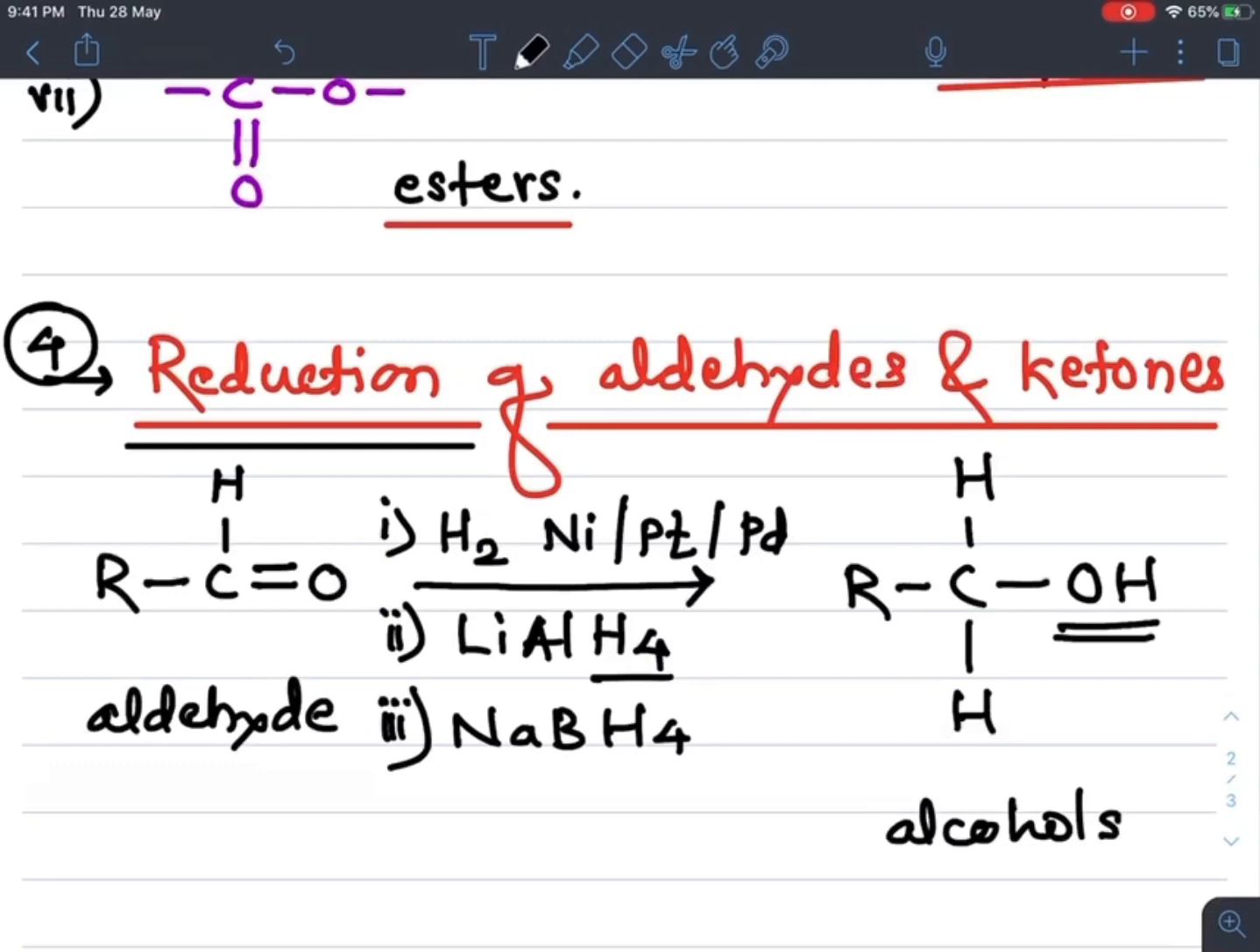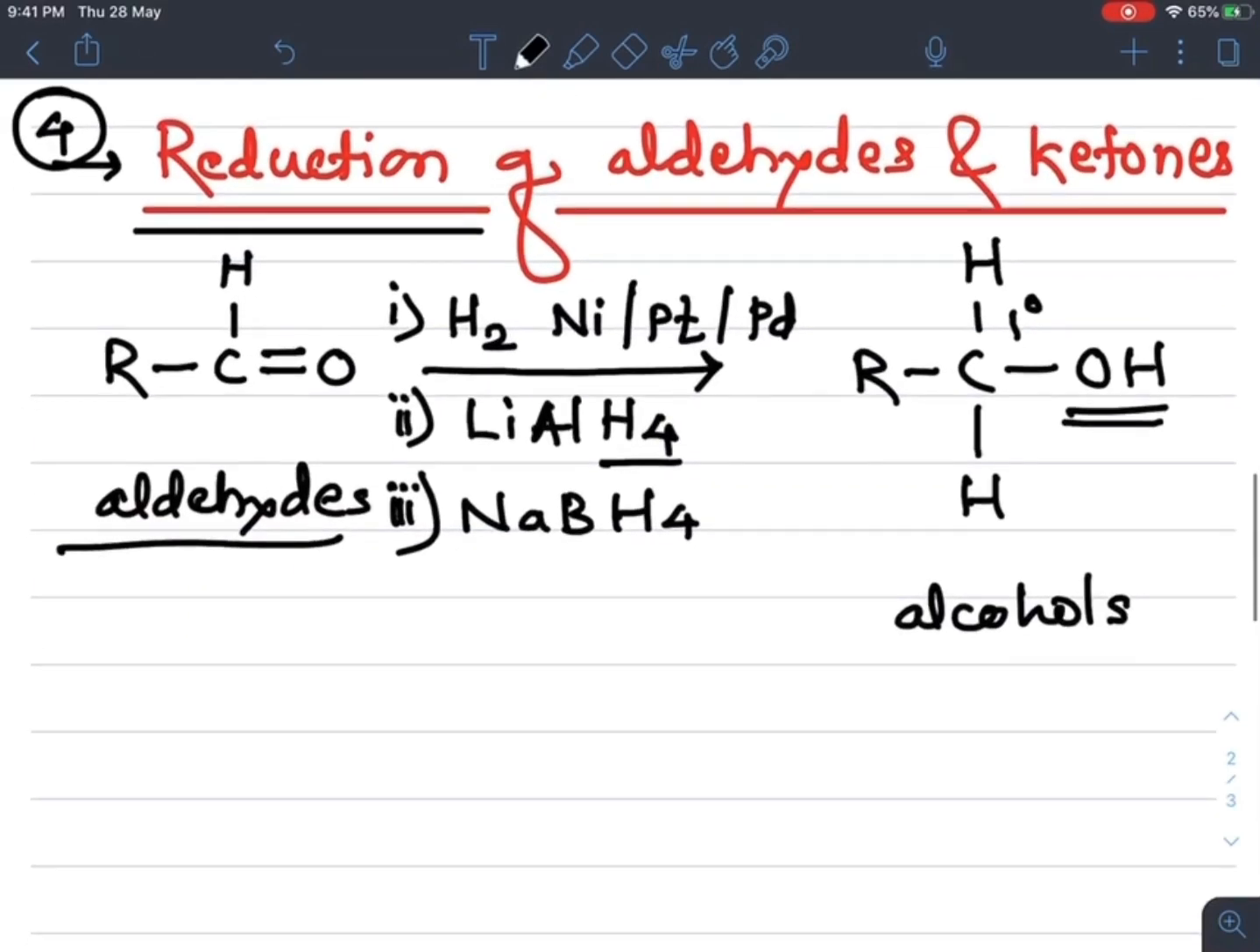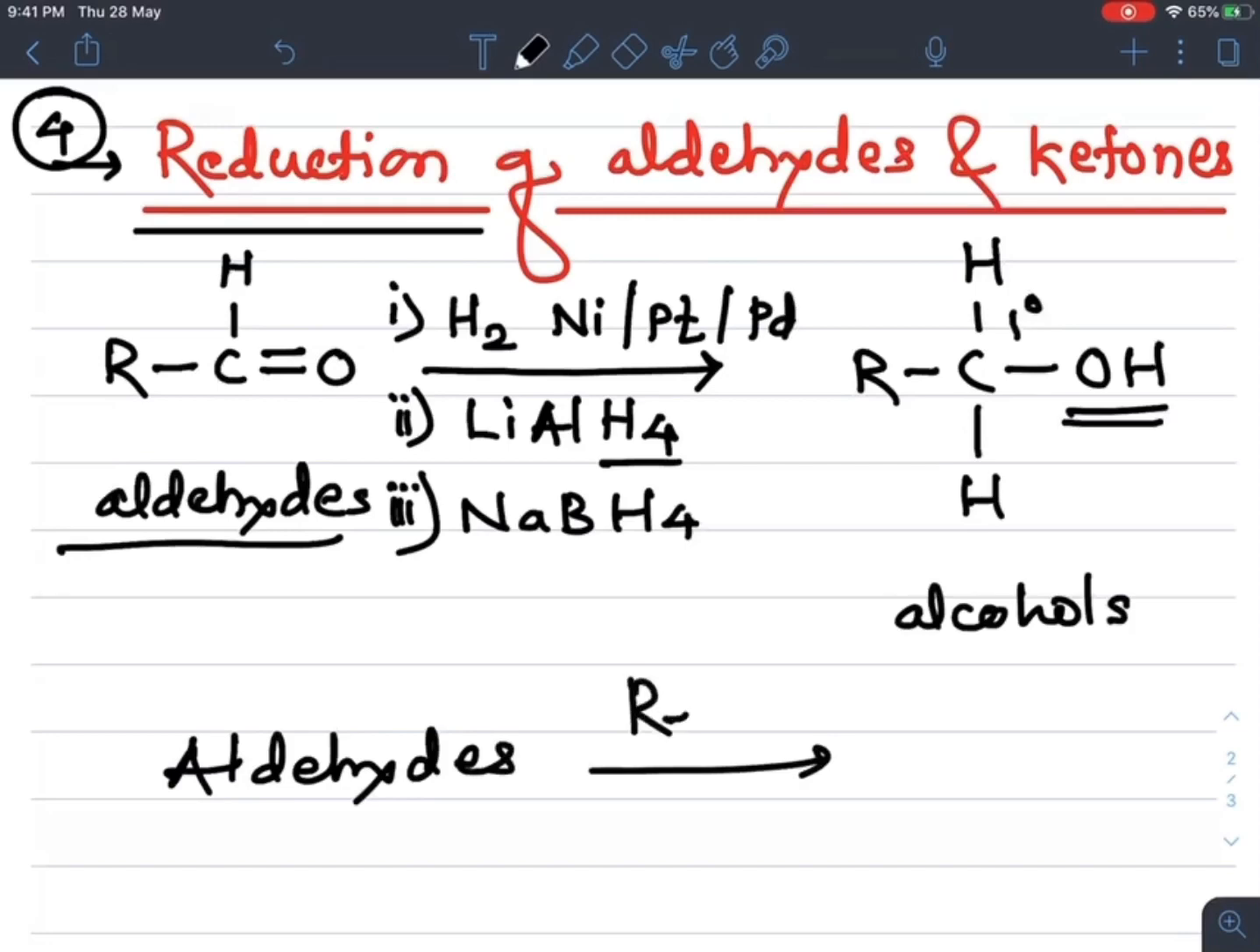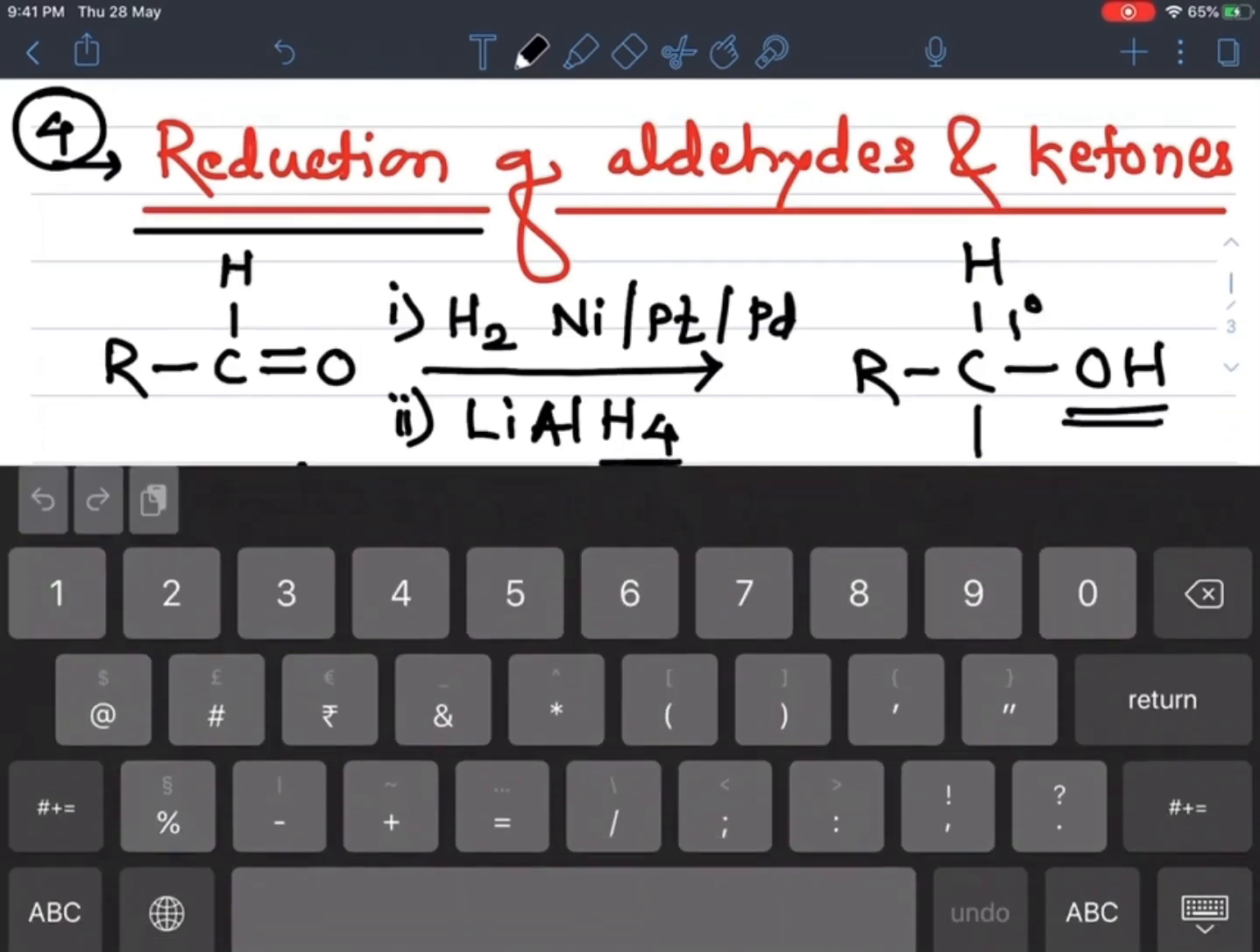So alcohols are prepared from the aldehydes. The functional group of aldehyde, the CHO group, is converted into the CH2OH group. CH2OH group means which type of alcohol it is? Primary alcohols. So generally these aldehydes on reduction give primary alcohols.